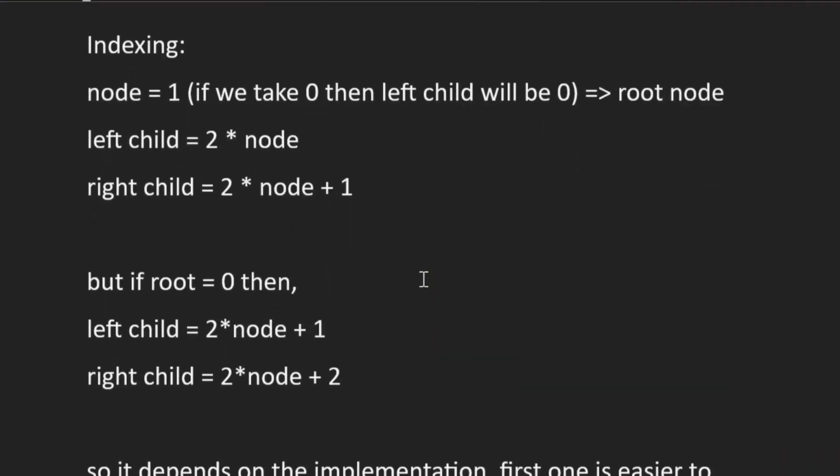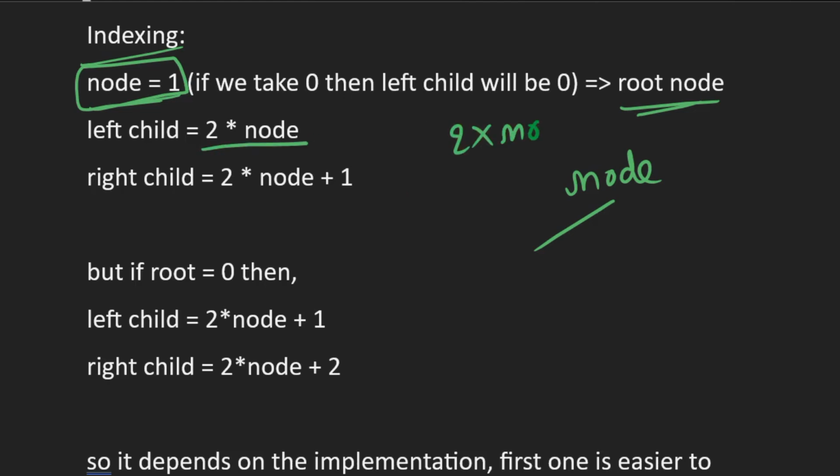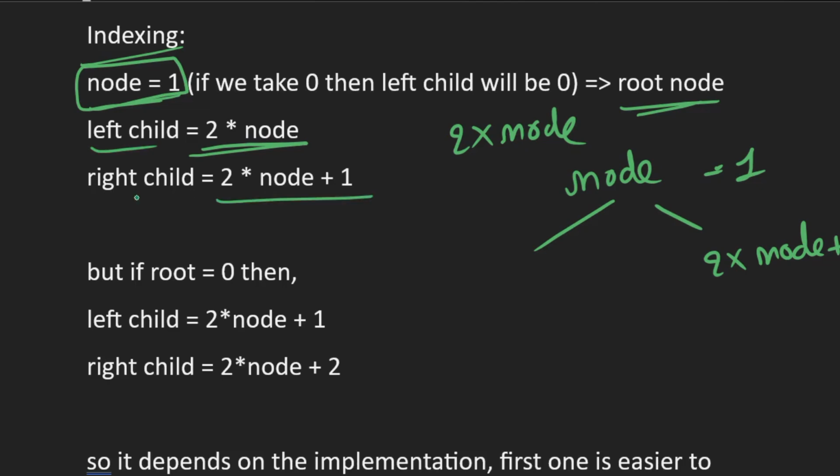So let's start. If you use one-based indexing, then our root node will be at index number 1. Its left child will be 2 into node, so with node equal to 1, and the right child is 2 into node plus 1. These are the values of the index of the left child and the index of the right child.